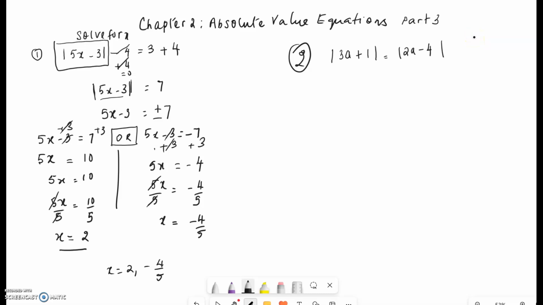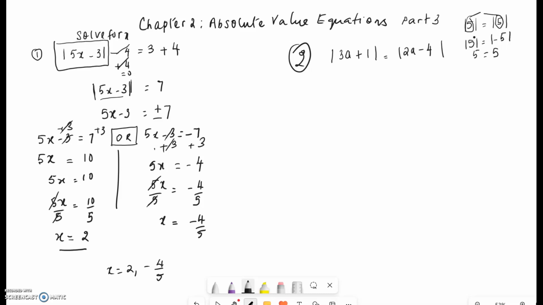Let's look at the next example. Let's think about this for a bit. If I take a 5, the absolute value of 5 is equal to the absolute value of 5. So if the absolute value of two expressions is exactly the same, it's possible that these two numbers are the same. So that's a possibility. Now absolute value of 5 is also equal to the absolute value of negative 5 because both are equal to 5.